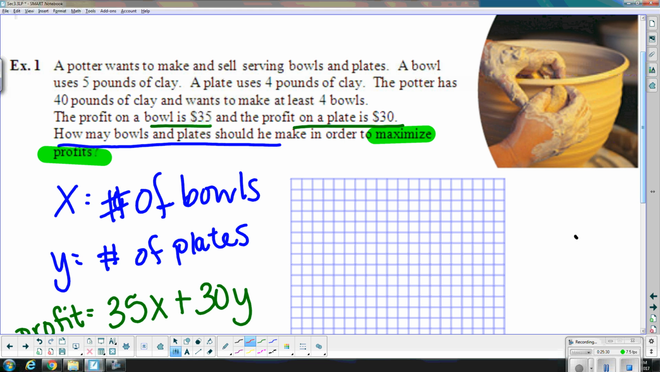So first, let's write a constraint related to number of bowls. It says that we need to make at least 4 bowls. So that means X has to be greater than or equal to 4.